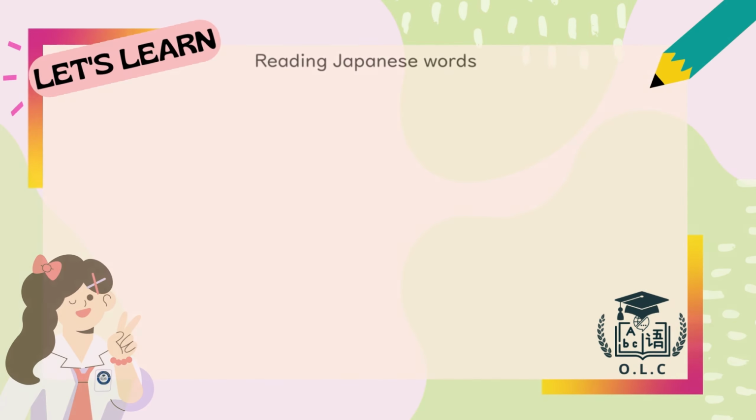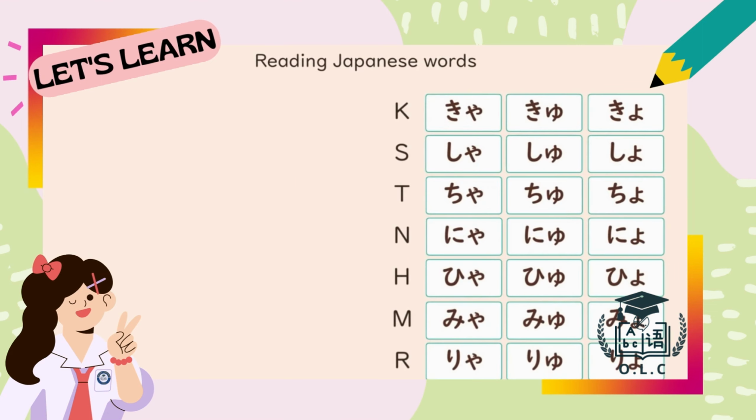The final practice in this lesson is on reading words that use these Yōon combinations. Now, there are a lot of combinations to think about, so to make this practice a little easier, we'll leave these characters on the screen.